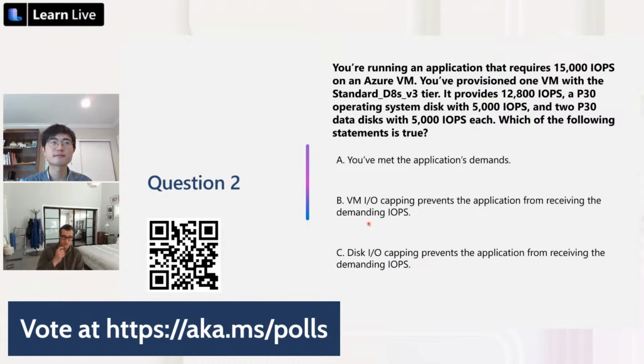I like this question. This one's a tough one. If you remember that chart, we have the VM and the associated disks, and the application is talking to the VM, and the VM needs to provide the required amount of IOPS to the application. This one's a true knowledge test. See if you're paying attention to the details.